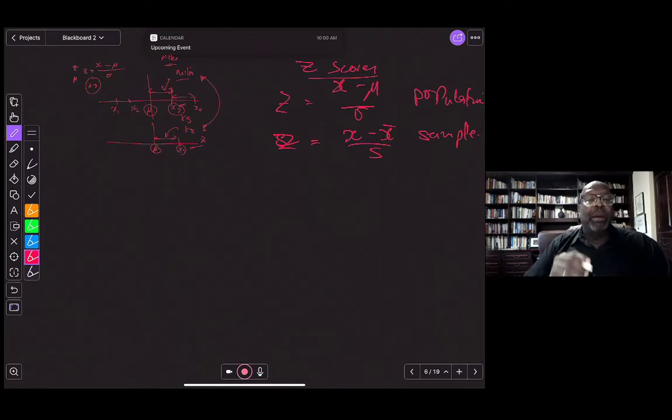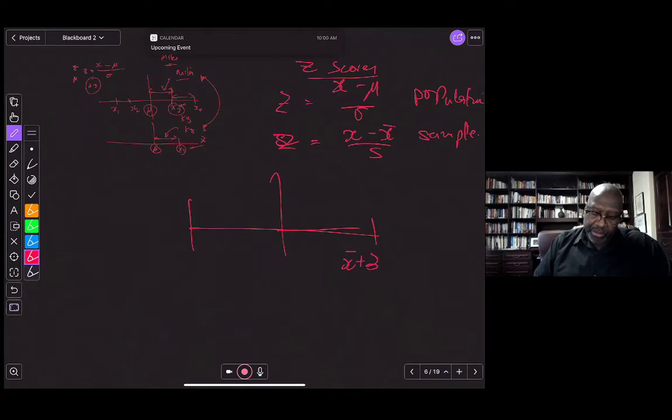But one of the things that will become interesting to us is that the z-score will give us a sense of whether or not we have outliers. Because if we go back to the empirical rule, it says if we go plus or minus 3 standard deviations, right?